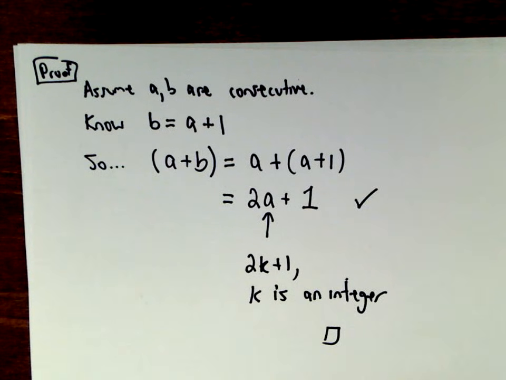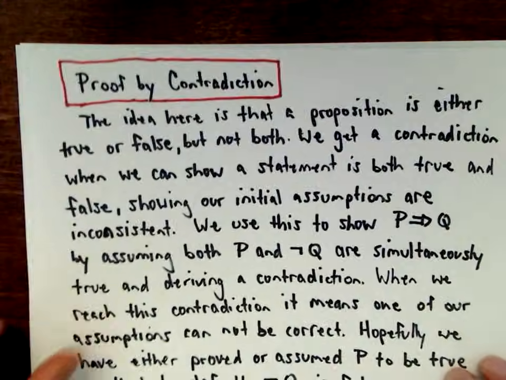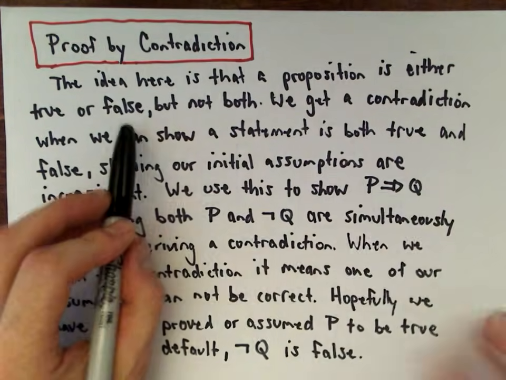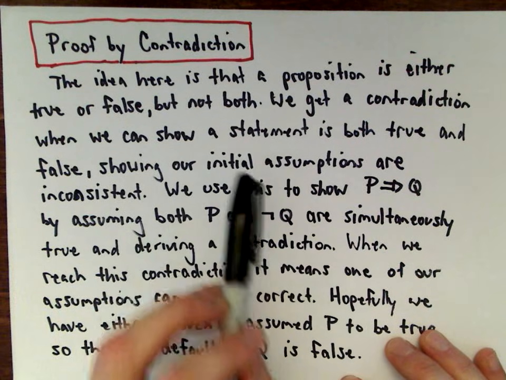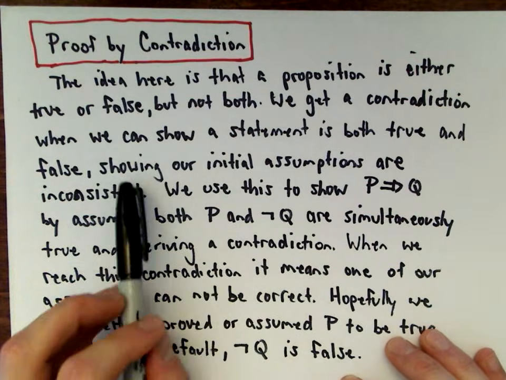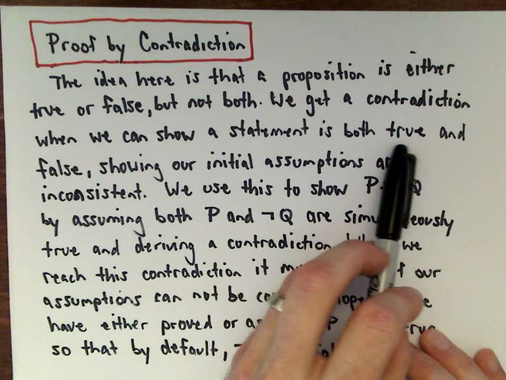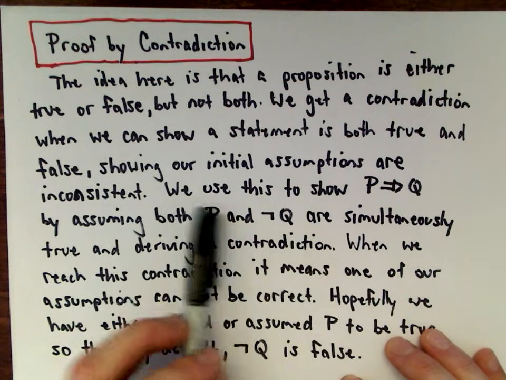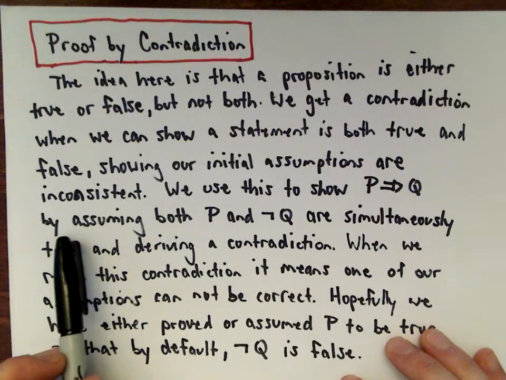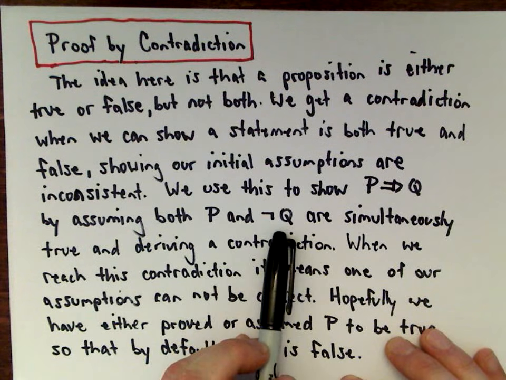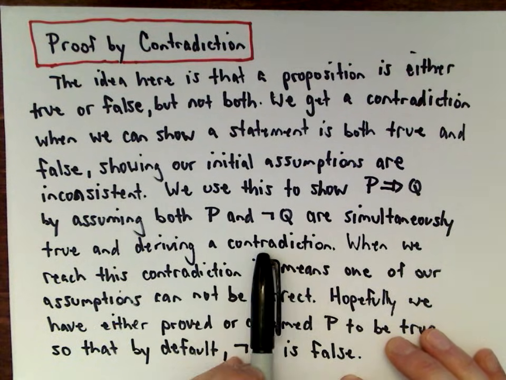So that one, again, is a simple result, so we're not going to have to do a ton of work in this case. Let's look next at proof by contradiction. Just a brief outline of what's going on here. The idea is that a proposition is either true or false, but not both. So we get a contradiction when we can show a statement is both true and false, showing our initial assumptions are inconsistent. If we've got something that's true and false, something's wrong somewhere, right? So we use this to show that if P then Q is true by assuming both P and not Q are simultaneously true, and then we derive a contradiction.